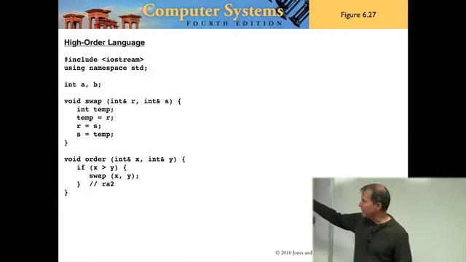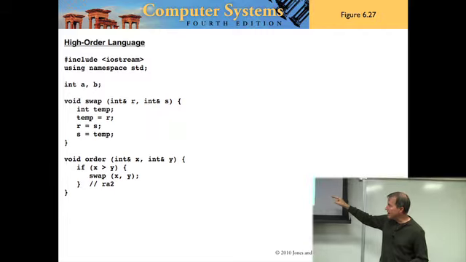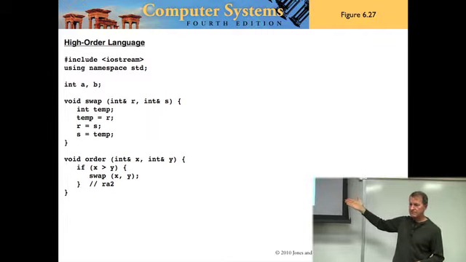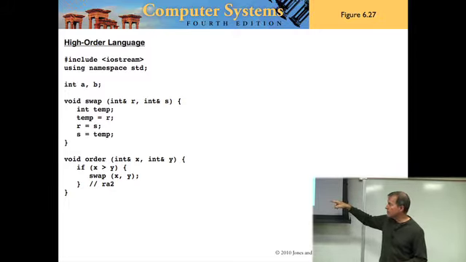Well, let's come back here and see void order. Now, we say void order int ampersand x, int ampersand y. Ampersand means call by reference. So the compiler has seen that and says, oh, that's call by reference. I need to push the address. Are you with me? So it pushes the address on up there, and there we have x and y. So now what order does is if x is greater than y, swap x y.